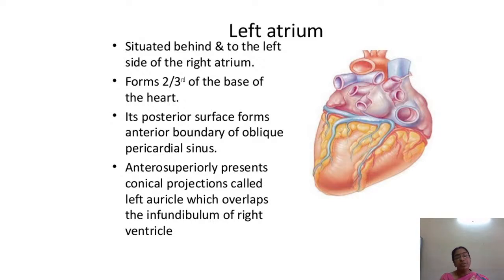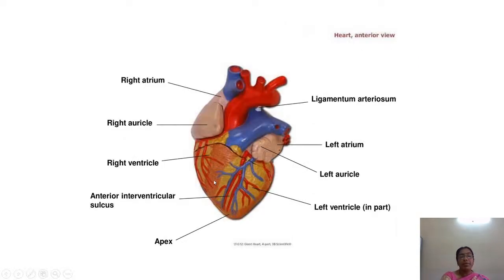Anteriorly and superiorly it presents a small conical projection, the left auricle. This left auricle overlaps the infundibulum of the right ventricle. This conical projection extends up to the top of your right ventricle. So I think you can see here it is overlapping the infundibulum of your right ventricle.